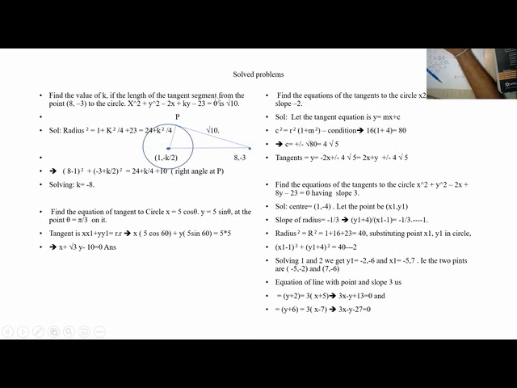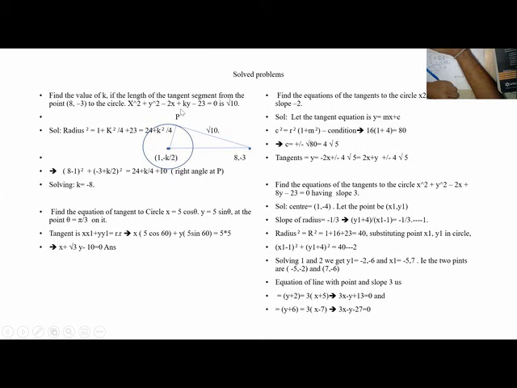If the length of the tangent segment from the point to the circle is root 10, this is root 10, given. This point is given. So what is the center here? Center is (1, minus k by 2).